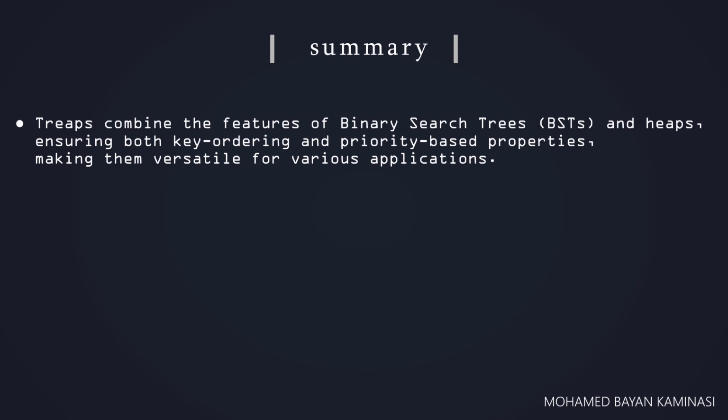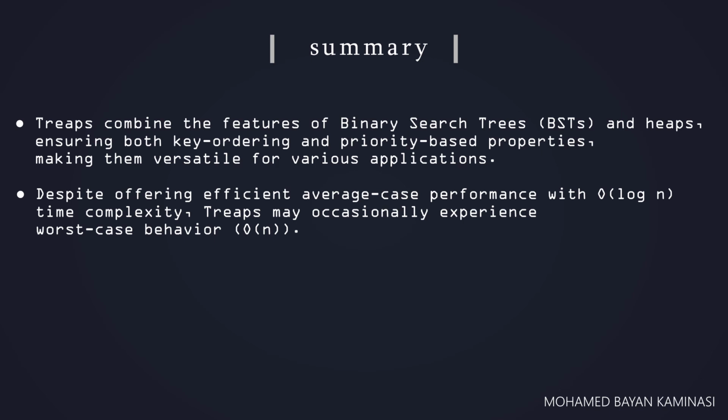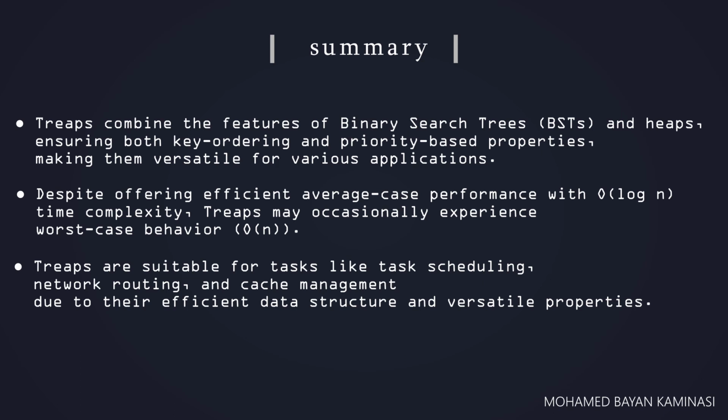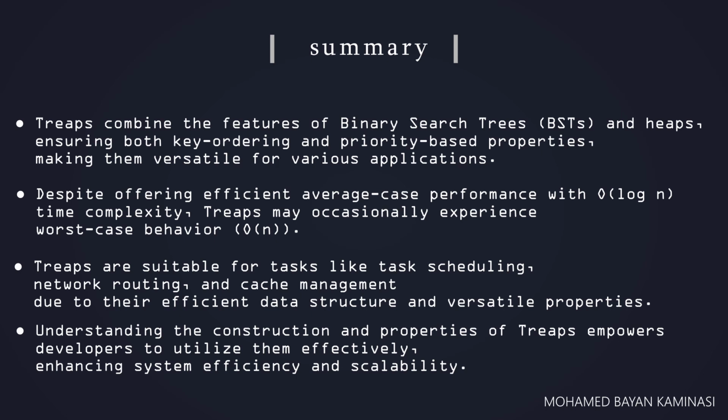In summary, treaps offer a balanced combination of binary search trees and heaps, maintaining both key ordering and priority-based properties, while typically providing efficient average case performance with a time complexity of big O of log n. They may occasionally exhibit worst-case behavior, big O of n, though such occurrences are rare. Treaps remain versatile and efficient data structures suitable for various applications such as scheduling, network routing, and cache management. By understanding their construction and properties, developers can effectively utilize treaps to enhance system efficiency and scalability.